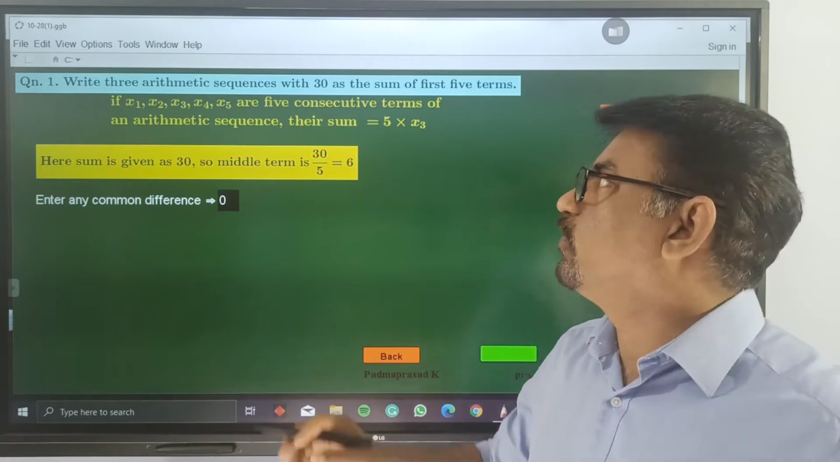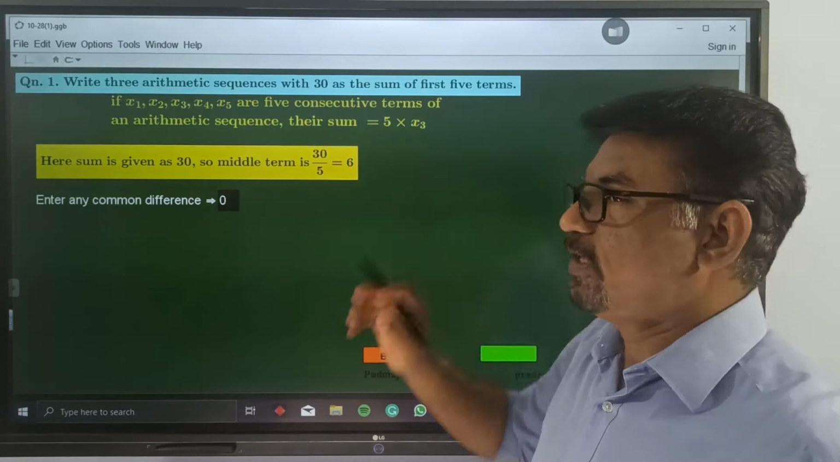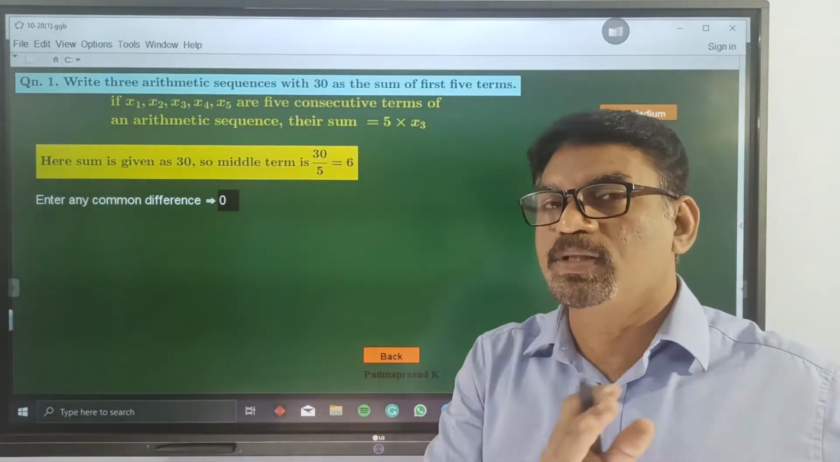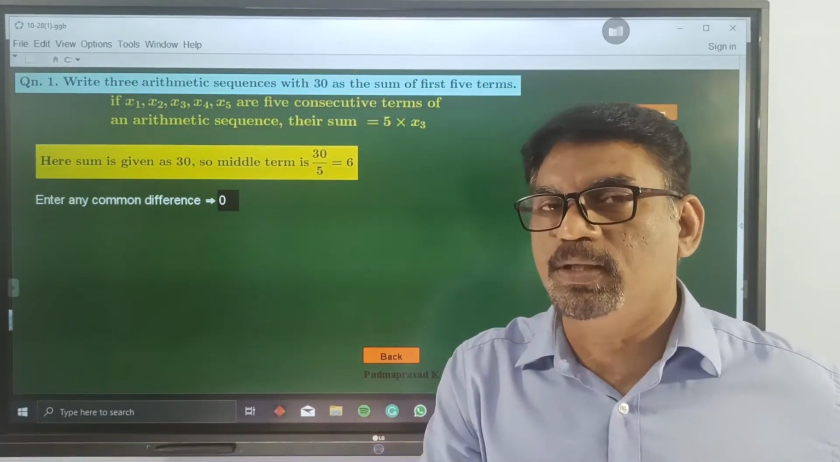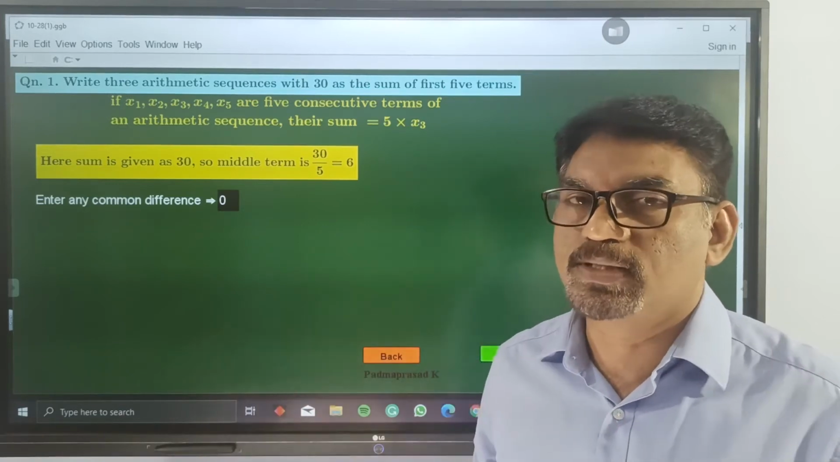We have to find out 3 arithmetic sequences with 30 as the sum of first 5 terms. Take 5 terms of an arithmetic sequence. The sum of those 5 terms must be 30. We have to write such 3 arithmetic sequences.